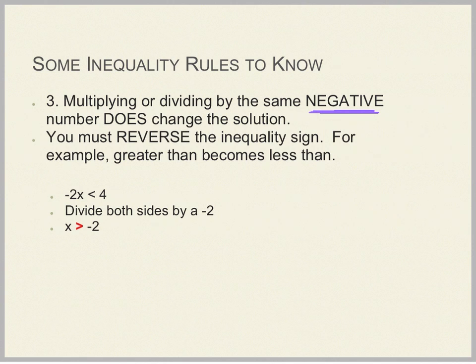Let's take a look at why this rule is true. If we have negative 2x is less than 4, our rule says when we divide by a negative 2, we reverse the inequality sign, having an answer of x is greater than negative 2.